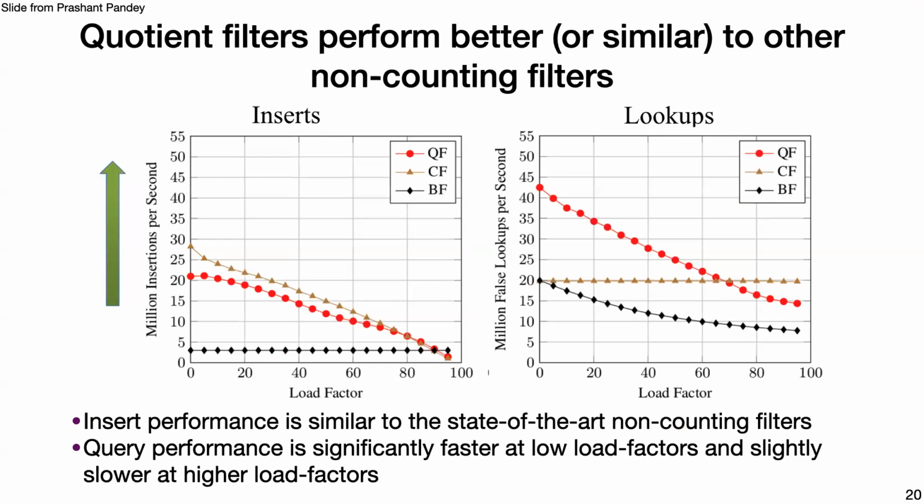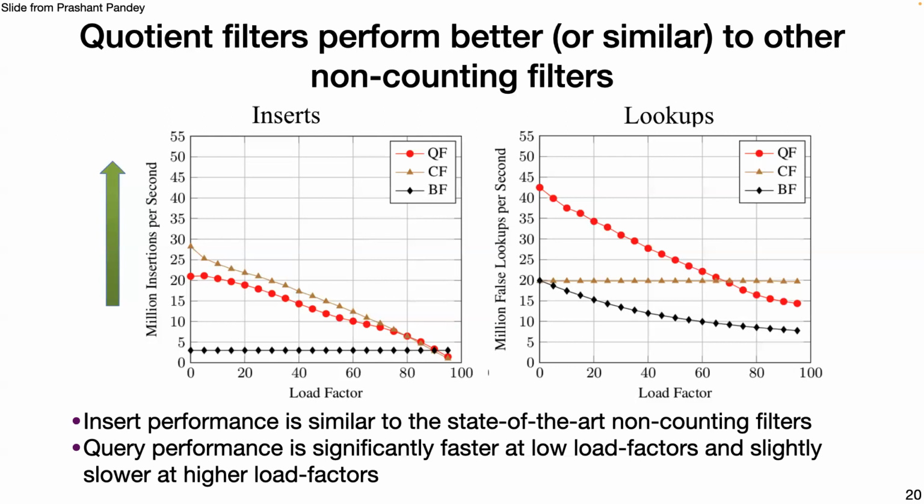And in terms of performance, this one is insertion throughput. Up is good. This one is load factor, and load factor is just how full the quotient filter or any filter is. It's always expected that performance will degrade as the load factor increases, except for the Bloom filter, which is constant, because you just need to set the bits. You don't have to account for any collisions really. Quotient filter and counting filter both degrade, but there's a crossover, maybe past 90% load factor.